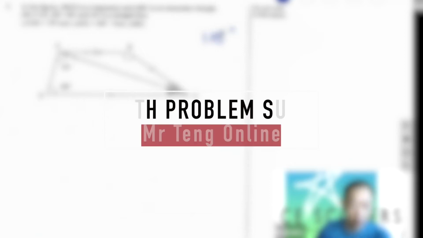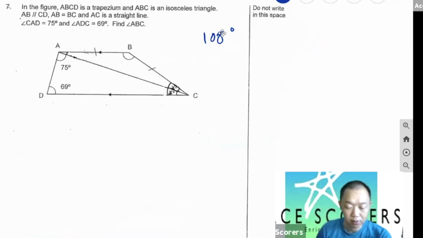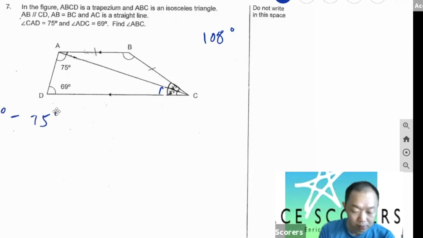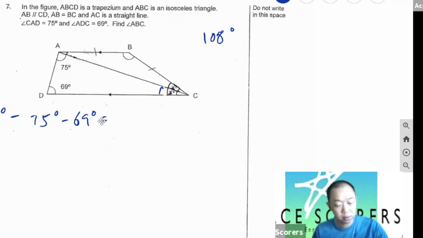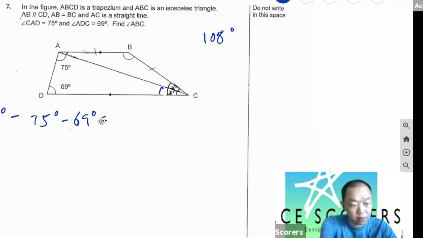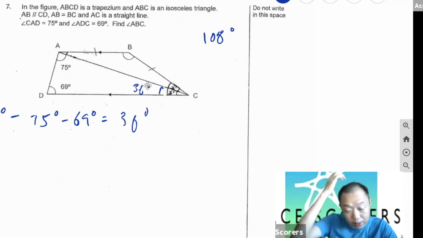In the figure, ABCD is a trapezium, ABC is an isosceles triangle. Find ABC. Okay, so we've got to find this little angle here. We take 180 minus 75 minus 69. That's 36 degrees. So this small angle is 36 degrees.